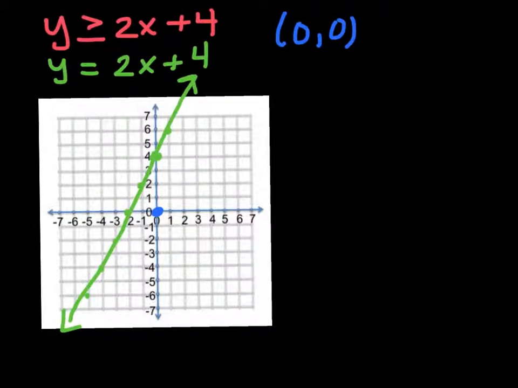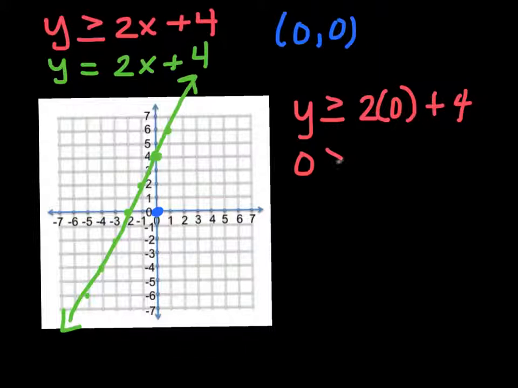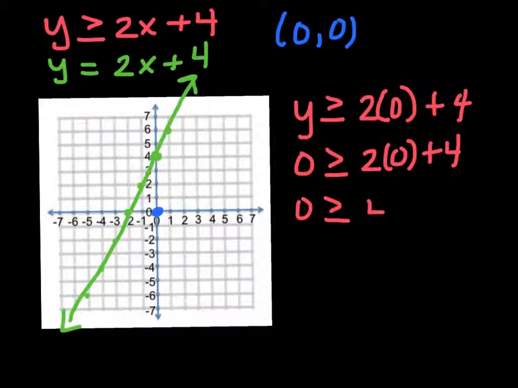To determine if this side should be our shaded side, we'll now substitute (0, 0) into our inequality. y is greater than or equal to 2 times 0 plus 4. Oops, I guess our y should have been 0 there too. Sorry about that. Is 0 greater than or equal to 4? No. We now know that (0, 0) is not a solution, so we aren't going to shade that half plane.